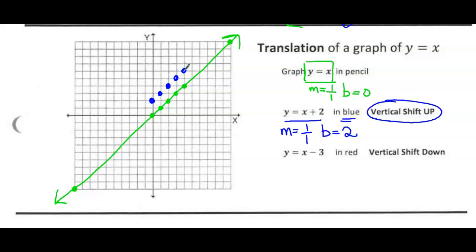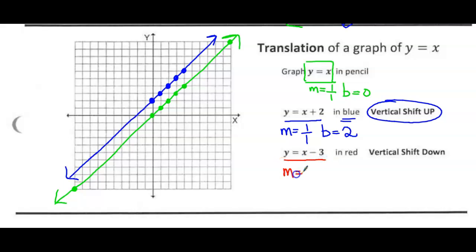And then you grab your ruler. You're going to sketch yourself that line of y equals x plus 2. What I want you paying attention to, we'll talk about in a minute. This is a vertical shift up.